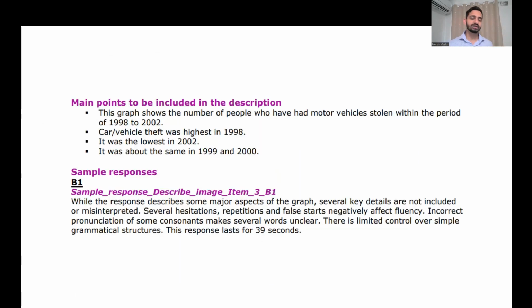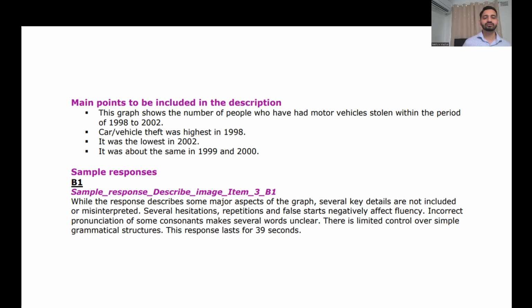So some of the points that you can think of here are: the graph shows the number of people, and always start with the graph shows. The graph shows if it's a graph, or the image shows, or the image illustrates, all of these things. You want to start with the topic. That's number one thing that I will say. The graph shows the number of people who have had motor vehicles stolen within the period of 1998 to 2002. Motor vehicle theft was highest in 1998. It was lowest in 2002. It was about the same in 1999 and 2000.